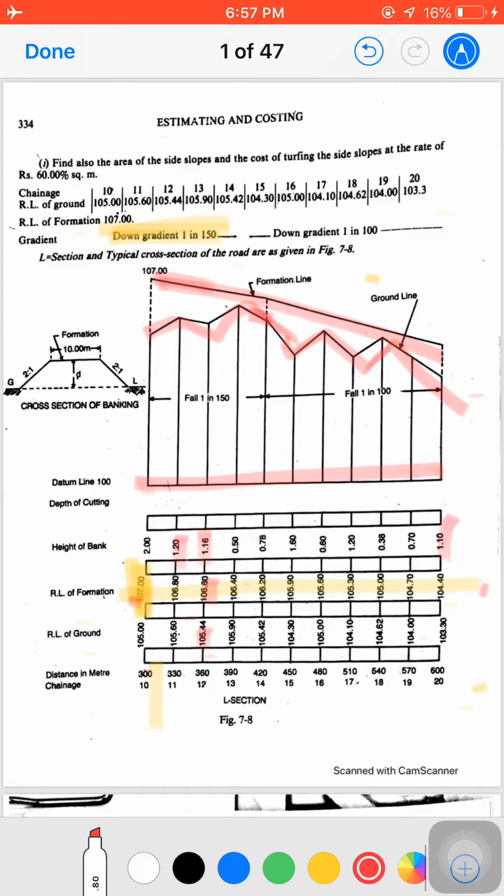If you get a positive depth, then it is banking. If you get a negative, then it is in cutting. Here you have got all the values of the depth as positive, so it's in bank. Then after plotting this, they have given the formation width, that is 10 meter. They have given the side slope as 2:1 in banking. Okay, so moving on to next.